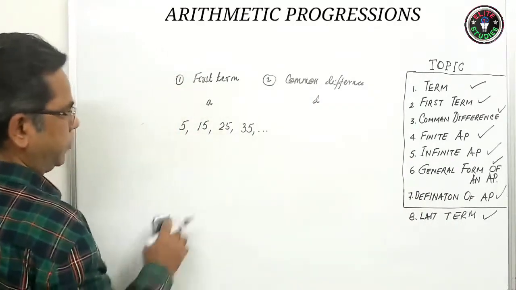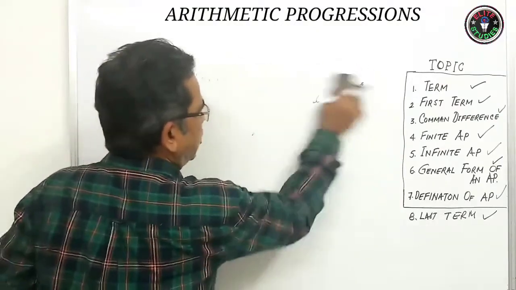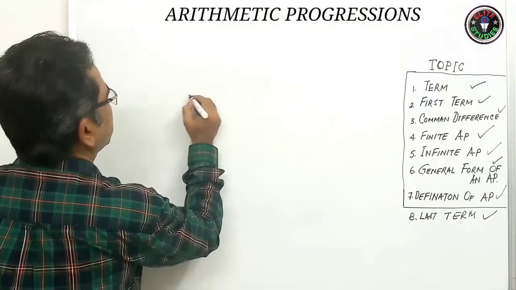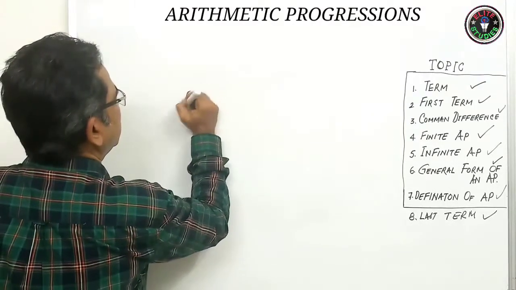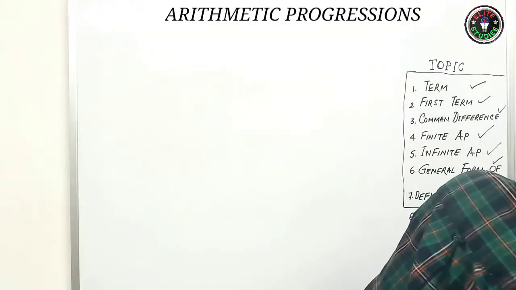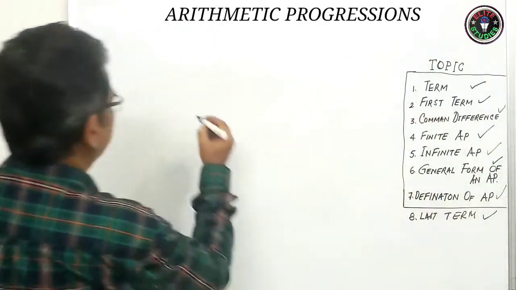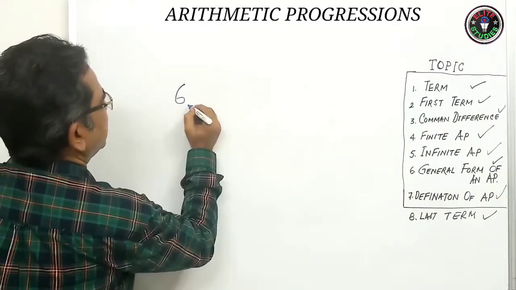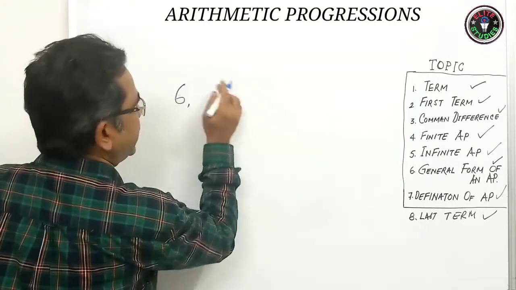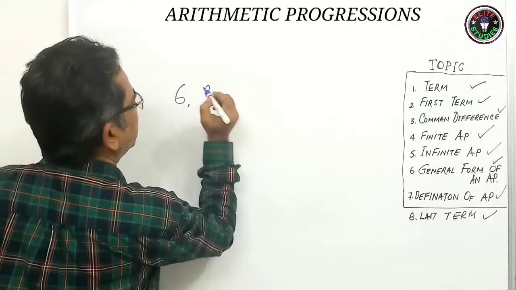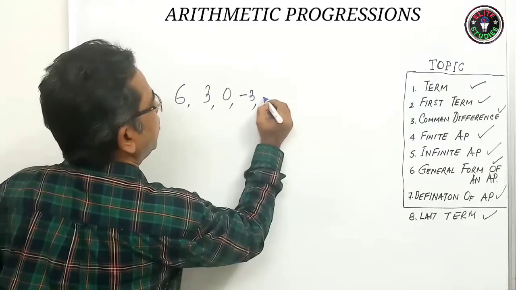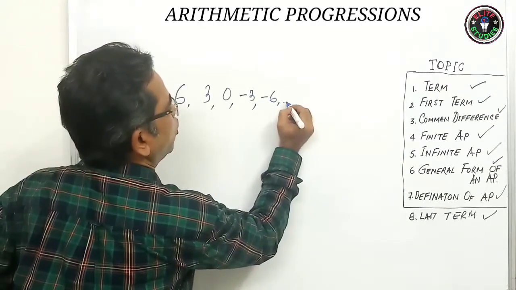So dear students, let us now summarize. So you have understood. So if I write, suppose for example, 6, then minus 3. If you add, it will be 6 minus 3, it will be 3. Minus 3, it will be 0. Minus 3, it will be minus 3. It will be minus 6 and so on.